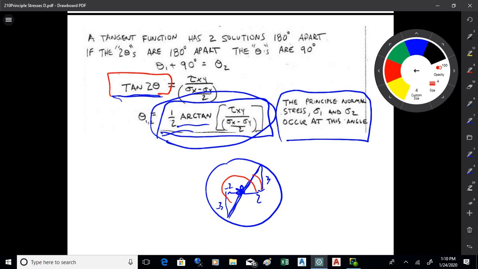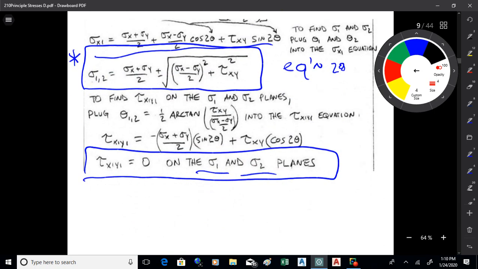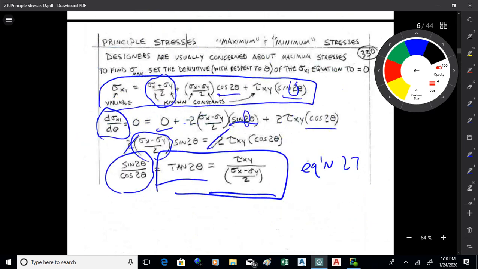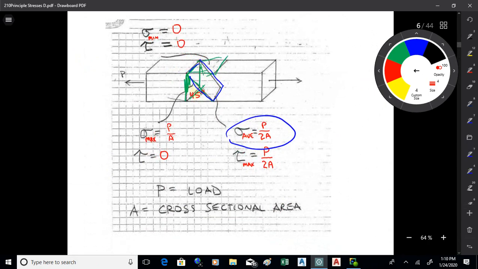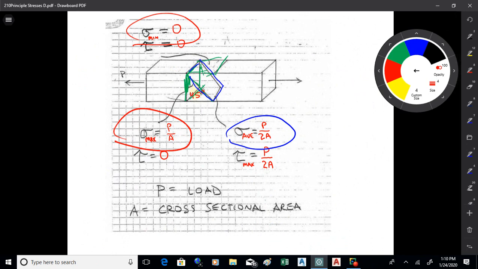So what's going on here is we have a minimum normal stress and a maximum normal stress, 90 degrees apart in the element, and the shear on those planes is 0. That's basically what we have so far. So we good? And the uniaxial case, again, is a special case. What you see there is we have maximum and minimum, they're 90 degrees apart, and the shear is 0 on those planes. So that's a special case of what we're talking about.